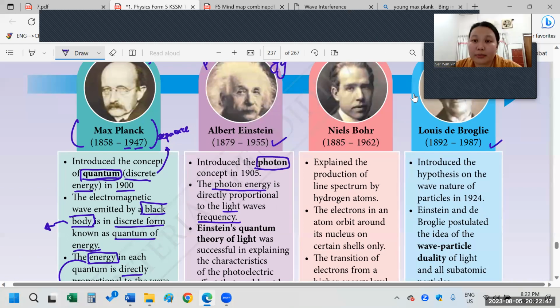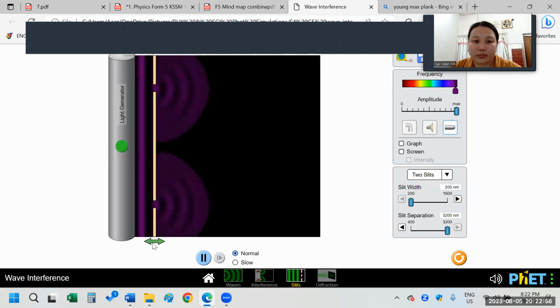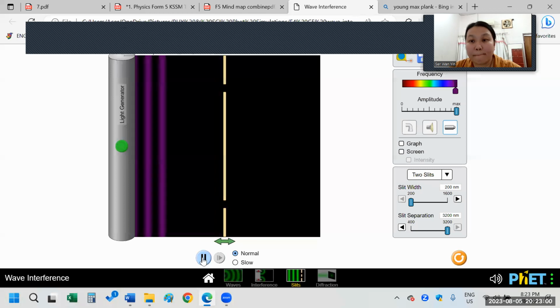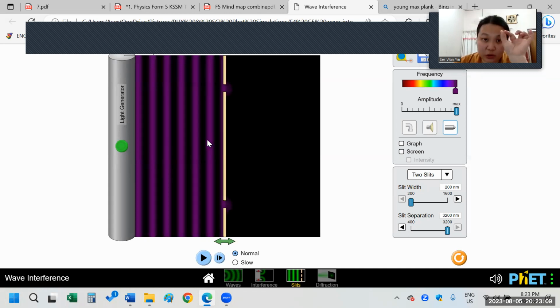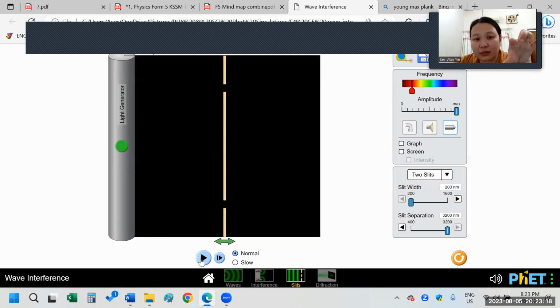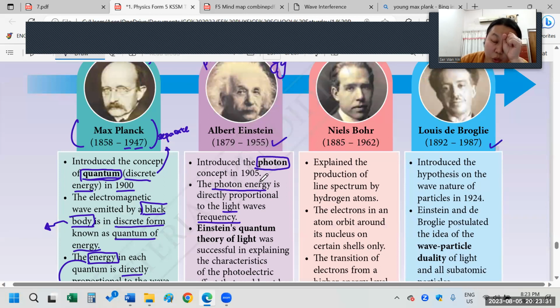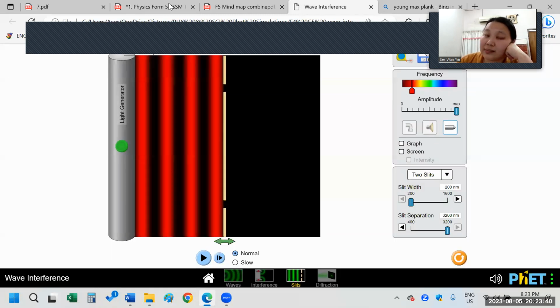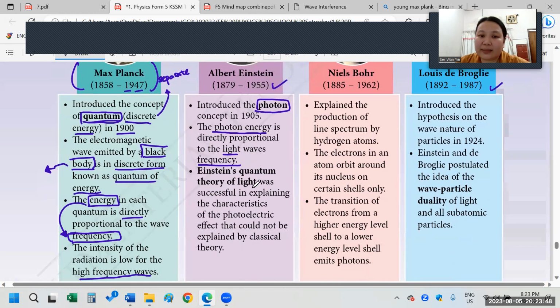What does that mean? It means the frequency, for example, this is violet light. Violet light has a shorter wavelength, means higher frequency. This is red light. Red light has a longer wavelength, means lower frequency. So Albert Einstein said the photon energy depends on the light color, or the frequency of the light. So he introduced Einstein's quantum theory of light, which was successful.